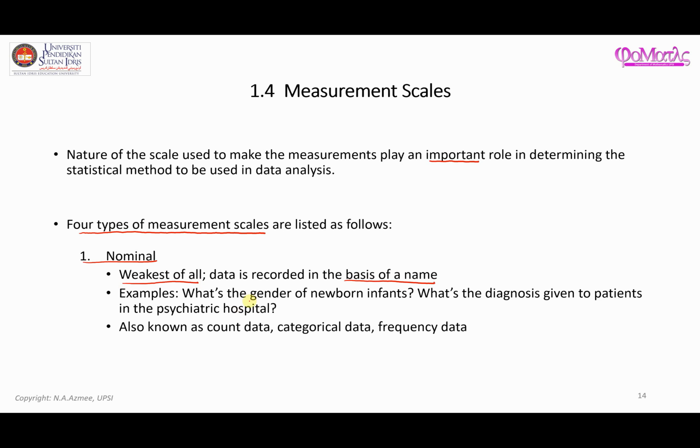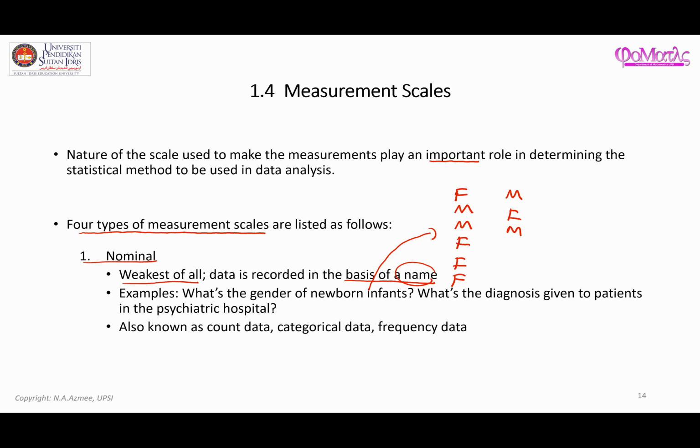For example, what is the gender of newborn infants? Imagine giving this question out to people, and the sort of data that you will get back is going to look like this. Female, male, male, female, female, female, male, female, male, and so on. So this is how your data set is going to look, and clearly this is not in numbers but on the basis of a name.